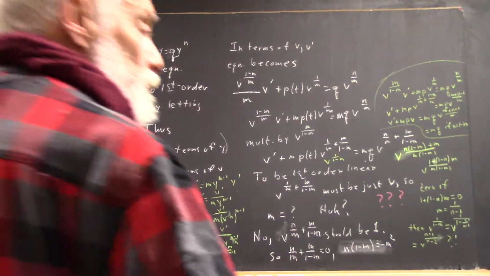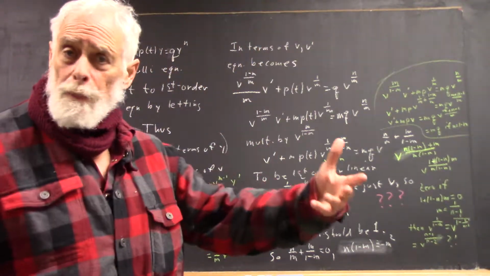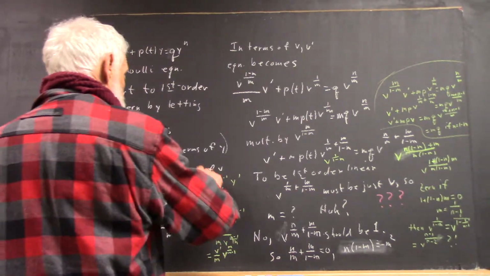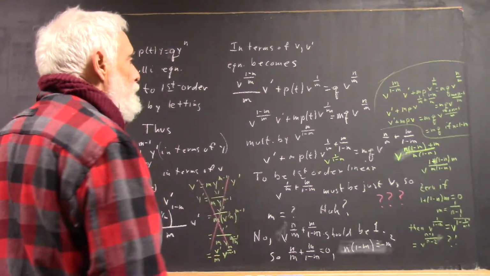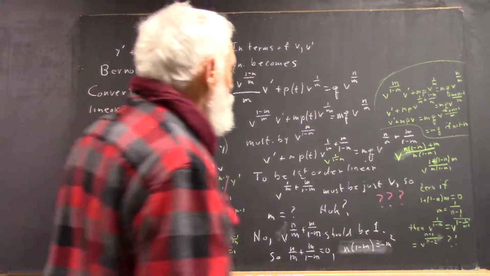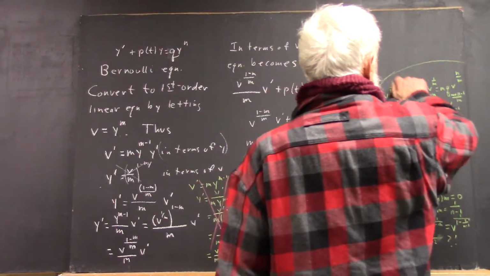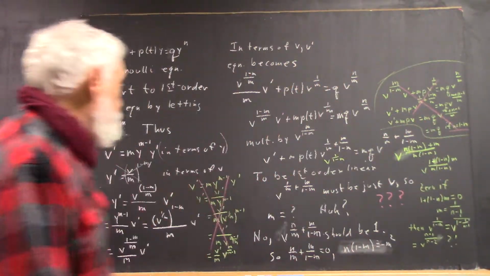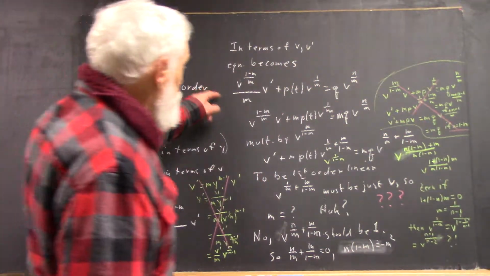I have a long and glorious history of screwing up this algebra. You'd think I'd be warned by now. Okay? So, this is obviously wrong. This is wrong, although the conclusion I think is right. This is right and this is right.